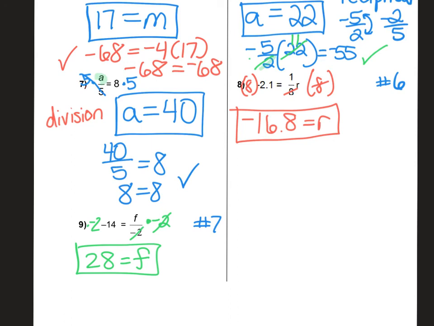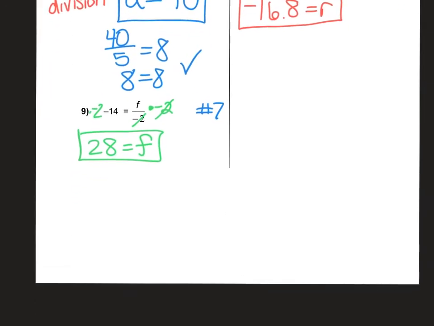Okay, so let's look at number 8. Negative 2.1 equals 1/8 r. This was like number 6 because you were multiplying by a fraction. What you do to undo multiplying by a fraction is multiply by its reciprocal. So if the fraction is 1/8, its reciprocal is 8 over 1, or just 8. Notice I multiplied both sides by 8, and I got 8 times negative 2.1 equals negative 16.8. So that was the value of r.